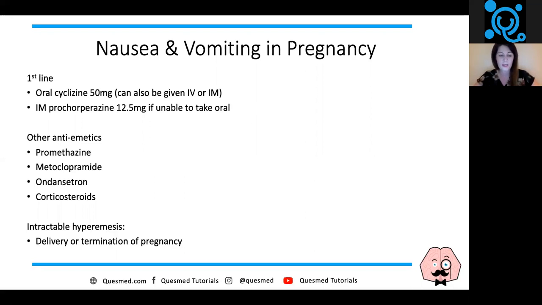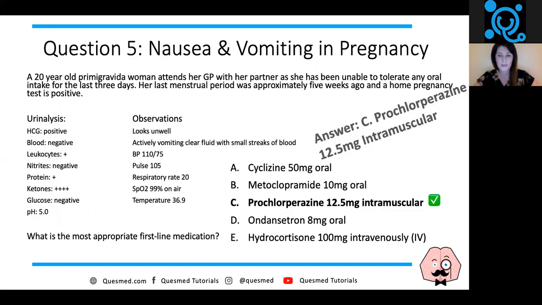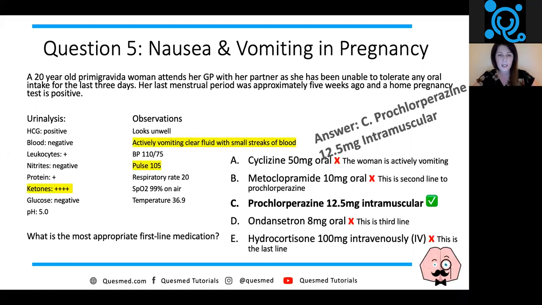So let's go back to the question. I said the single best answer there is IM prochlorperazine. Just to go through a few details on this slide here, this woman's in early pregnancy, the typical time for troublesome nausea and vomiting. Her urinalysis shows lots of ketones, so that shows that she's malnourished and dehydrated. She's also tachycardic and she's actively vomiting. I wouldn't be too worried about the small streaks of blood. That can happen if a woman is actively vomiting lots. You'd just be worried if she was vomiting up large volumes of blood.